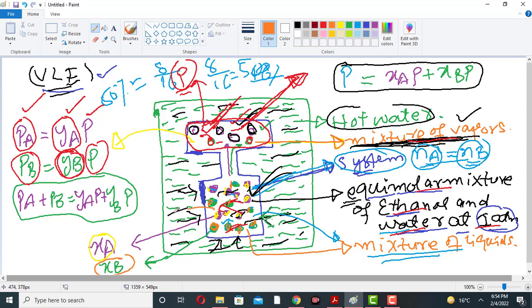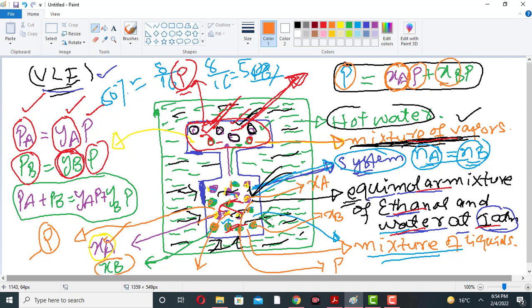Now, what will be the total pressure of the two components in the liquid mixture? It will be denoted by P, and this P will be equal to the mole fraction of ethanol in the liquid, XA, multiplied by the pressure of ethanol, plus the mole fraction of water, XB, multiplied by the pressure of water. So P is equal to XA into P plus XB into P.